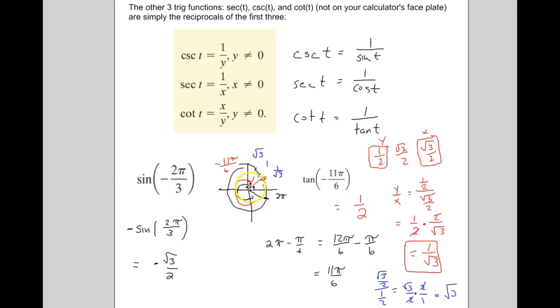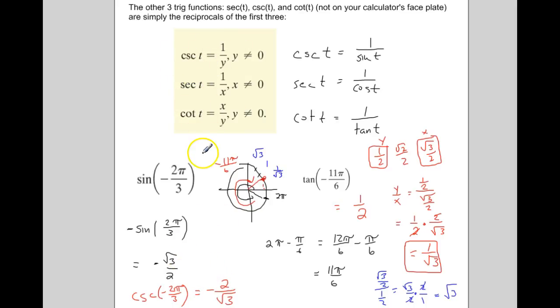So there's the sine and the tangent of these two numbers. Now what if I ask you for the cosecant of negative 2 pi over 3? Well, the cosecant of negative 2 pi over 3 is the reciprocal of the sine of negative 2 pi over 3. The sine of negative 2 pi over 3 is negative square root of 3 over 2. So the cosecant is going to be negative 2 over the square root of 3. We just flip it over. The tangent of negative 11 pi over 6 was 1 over the square root of 3, so the cotangent of negative 11 pi over 6 would be the square root of 3 over 1. We just take the reciprocal, because that's what this is telling us to do.